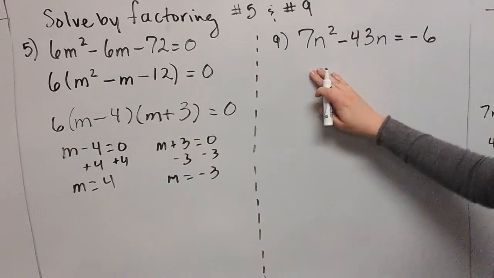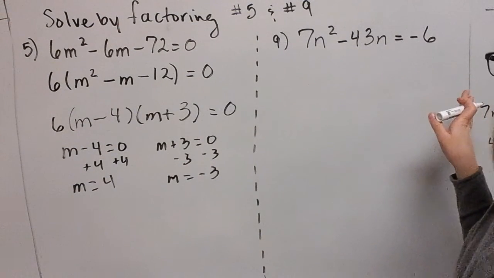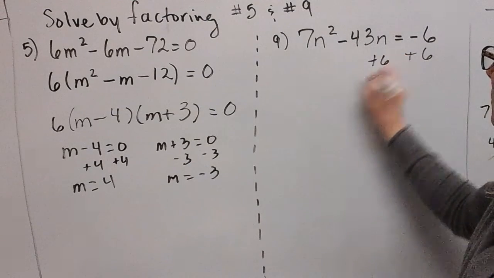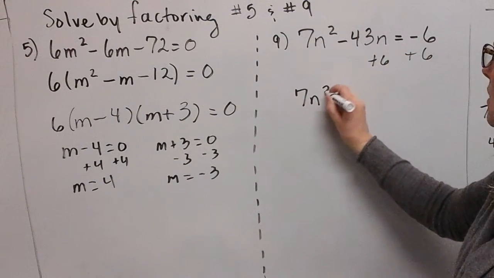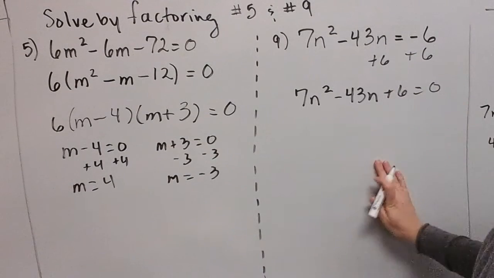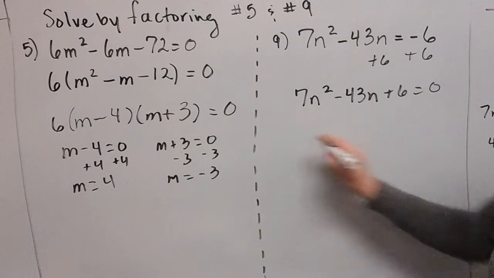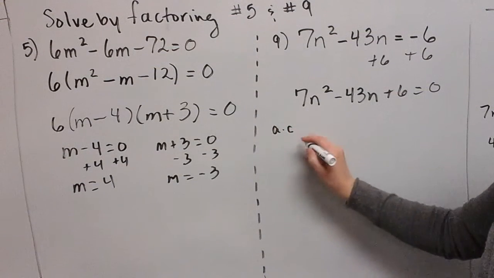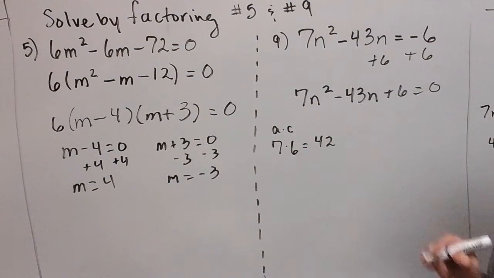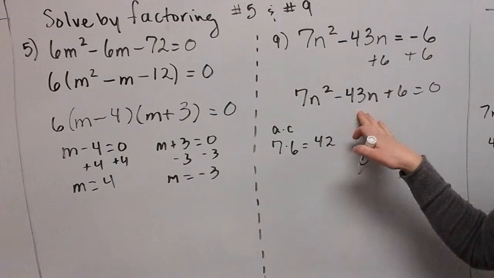Now number 9. 7n squared minus 43n equals negative 6. In order to solve, I need to set the equation equal to 0, so I'm just going to add 6 to both sides. So that leaves me with 7n squared minus 43n plus 6 equals 0. Now in this case, there is not a common factor from each term, so I'm going to have to do what I said a moment ago, a times c. So that would be 7 times 6, which is 42. Now I'm looking for the factors of 42 that make 43.